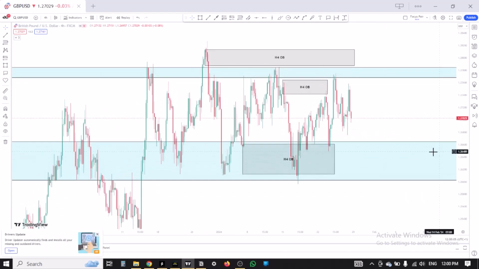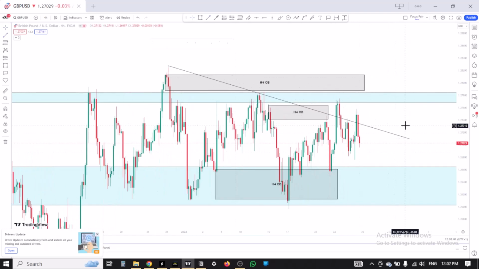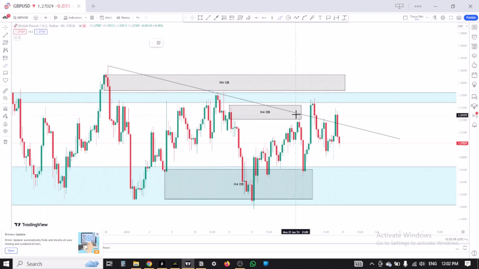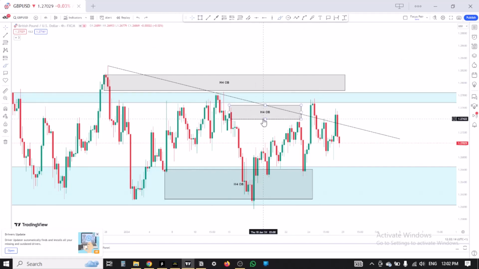I drew a trend line from this point here down to this point here, that if price should make it back to this level, to this point here, I'll be looking to short. That was the first instance. Then the second instance was this H4 order block here, that if price should respect it. And sometimes the market moves in a very, very funny manner.